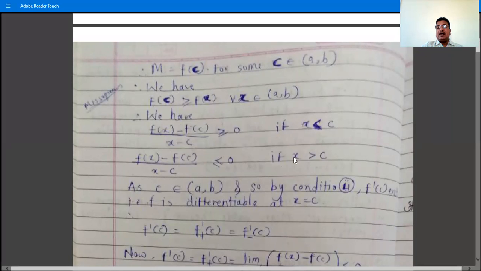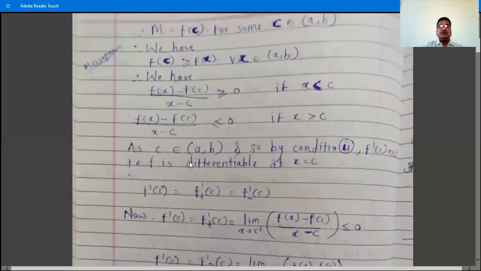And if x is greater than c, the negative divided by positive is less than 0. So this f of x is less than f of c, so f of x minus f of c is negative. And if x is greater than c, then x minus c is positive. So negative divided by positive, the answer is less than 0. And it is equal to 0 if f of c and f of x are both the same, then f of x minus f of c is 0. In that case, we have equal to 0.